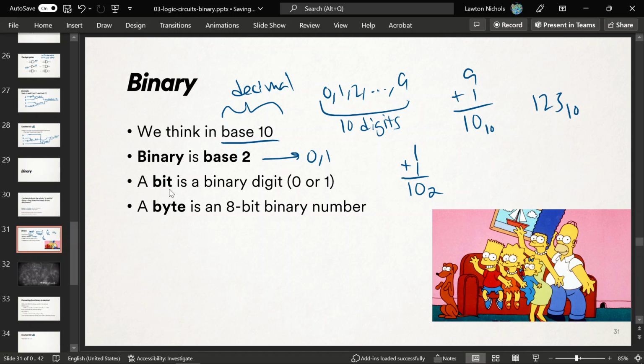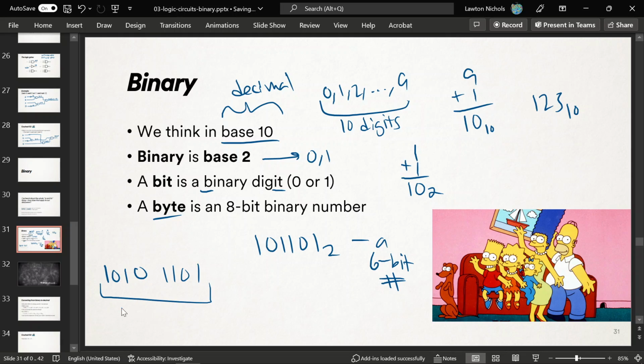We like to make things a bit shorter. So instead of saying a digit in binary, a binary digit is called a bit. They took the B and they took the IT. That's a 0 or 1. And then 8 bits make a byte. Maybe we've heard of that before. So for example, here is 101101 base 2. This is a 6-bit number. And a byte is just 8 ones or zeros. This is a single byte. I'll tell you what this means next time, but that's the idea.